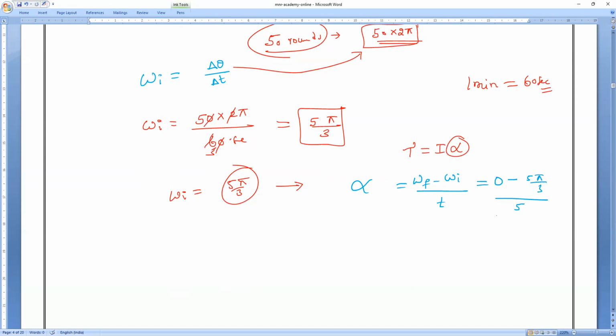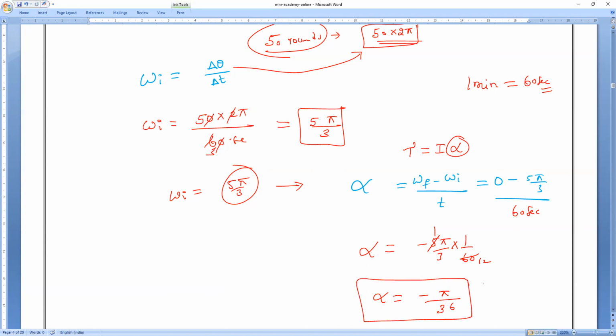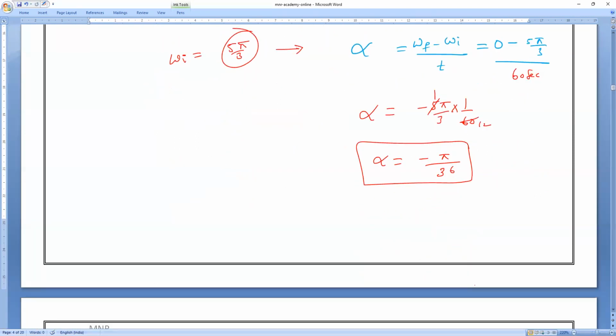Time is equal to, sorry, not 5 seconds. That is 1 minute. What is the time period? 1 minute means how many seconds, everybody? 60 seconds. Clear? So alpha is equal to minus 5 pi by 3 into 1 by 60. So 5 ones are 5, 12 threes are 36. So alpha is equal to minus 5 pi by 36. Clear? That is what it is.